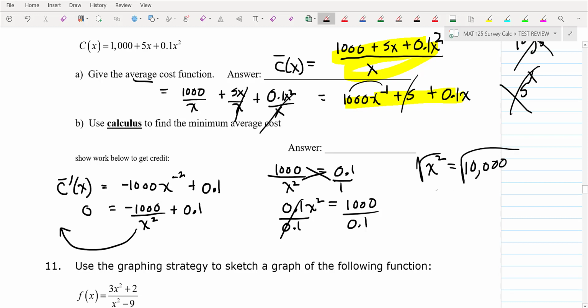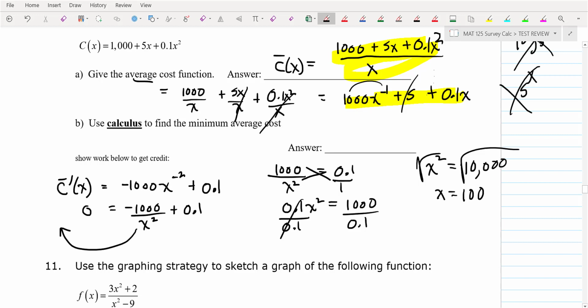Okay, square root. So that would be 100. Now that's X. Is that a cost? That's not the answer to the problem. That is how many items produce the minimum average cost. So how do you find the average cost? What do you do with the 100?